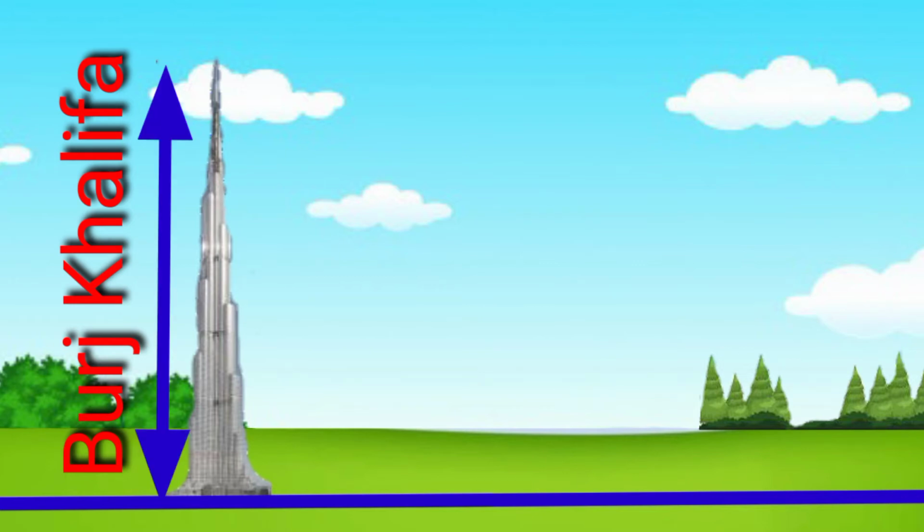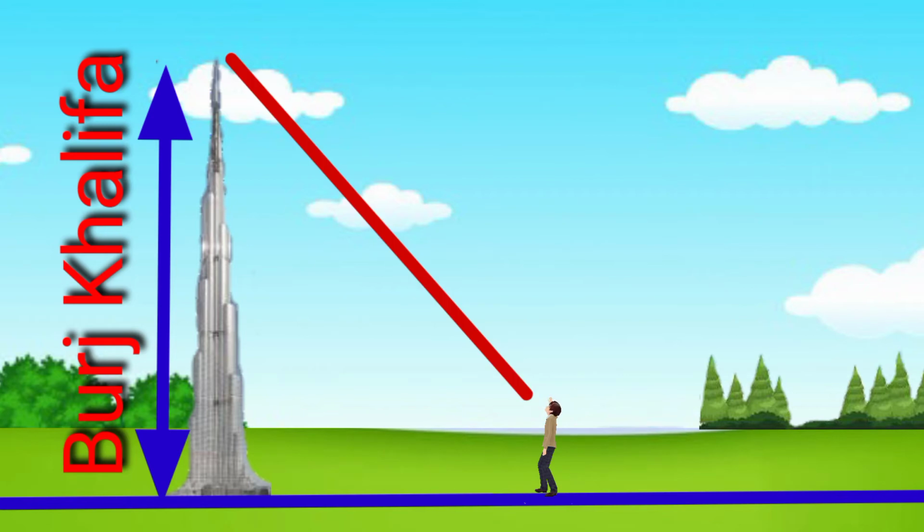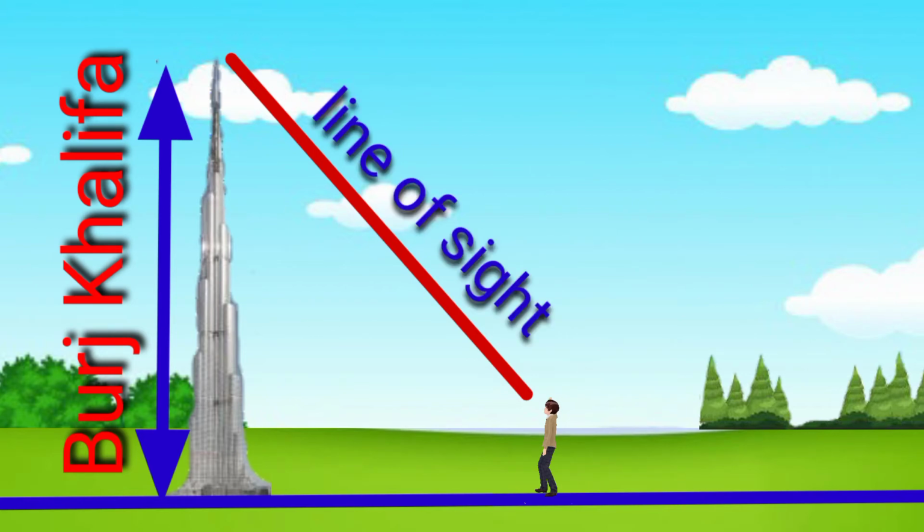Now let us see the second example. In this example, a man approaches Burj Khalifa and looks at it. A line from his point of view to the top of Burj Khalifa is called the line of sight.